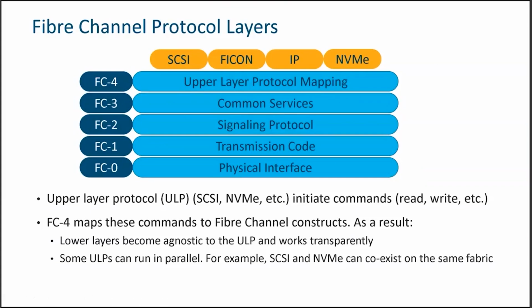Also, as a side note, SCSI and NVMe can coexist. They can coexist because they are two different upper layer protocols, and none of the lower layers are changing in Fibre Channel. We'll look at some packet traces and those header fields to understand what frames are different and what frames are common between SCSI and NVMe.